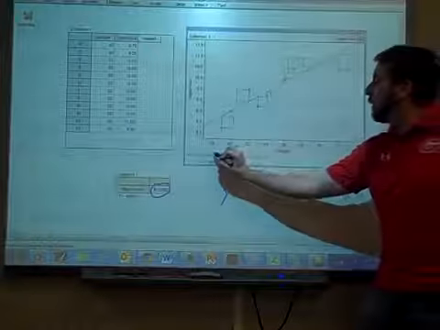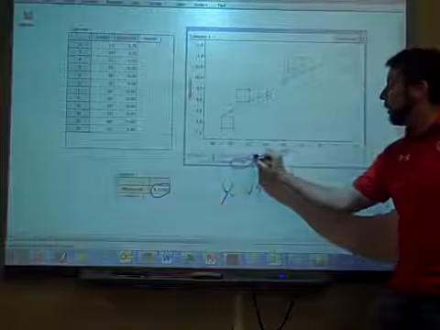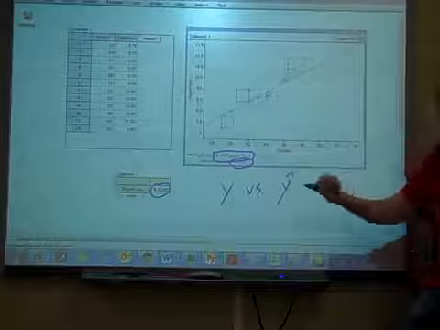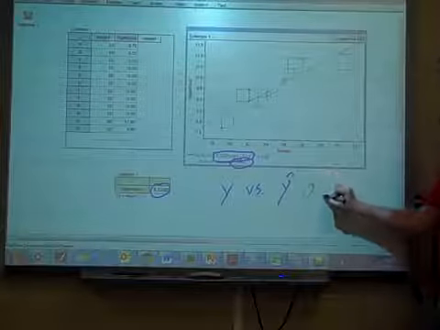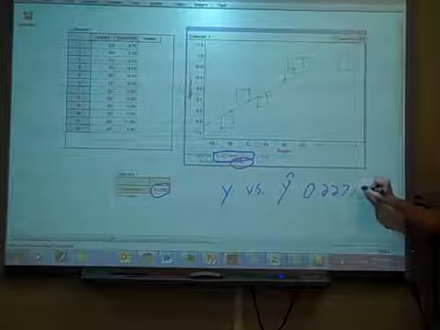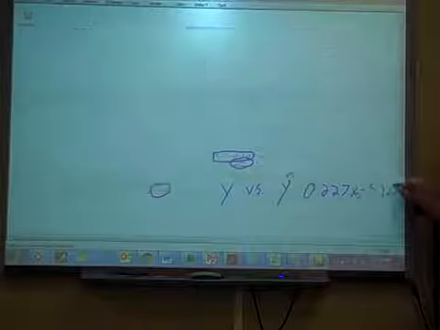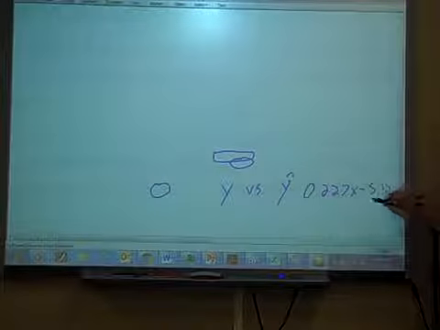And that's from this line right here. It gives me a little equation. And this should look familiar because this is the equation that we did yesterday. It's 0.227x minus 5.125.